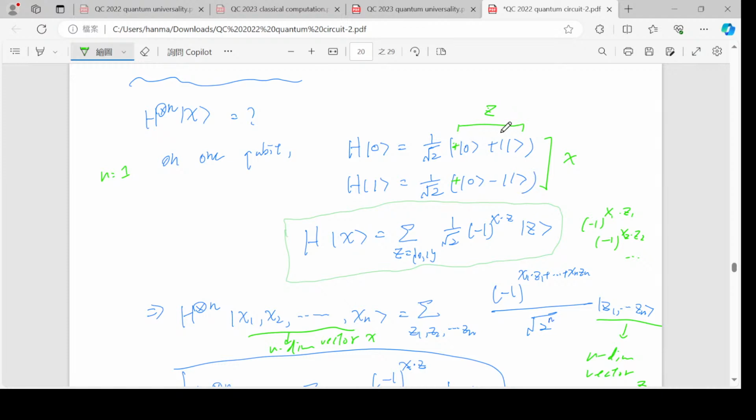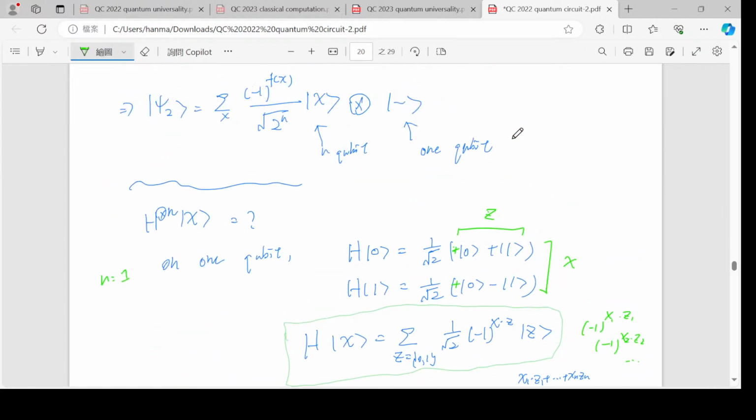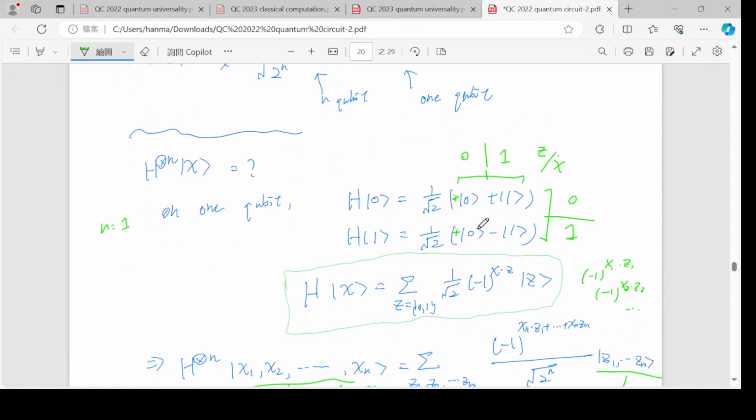Maybe I can draw here. Let's say it's z here and x here, and this is when z equals 0, and this is when z equals 1, and this is when x equals 0 and x equals 1. You see that when either z or x equals 0, the phase is a plus sign, and only when they are both equal to 1, the phase is a minus sign. So you can express that very succinctly with just minus 1 to the x times z here. And obviously you have a square root 2 here.